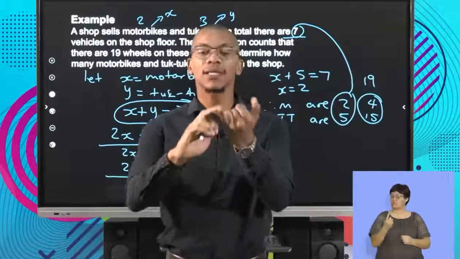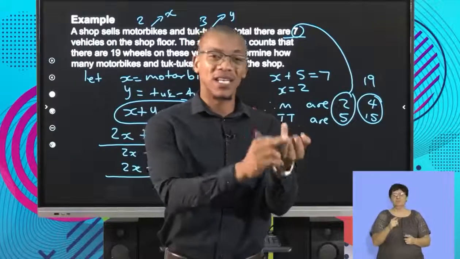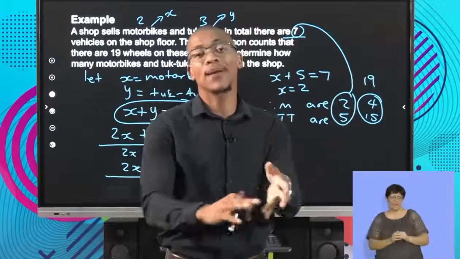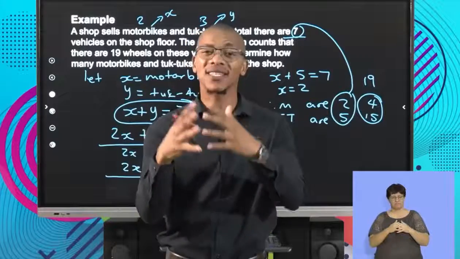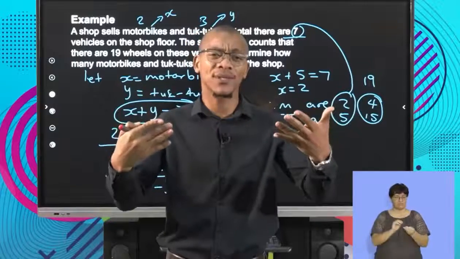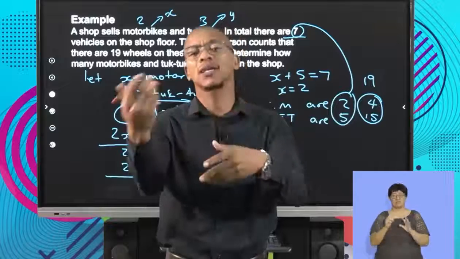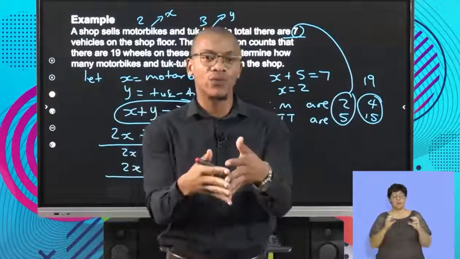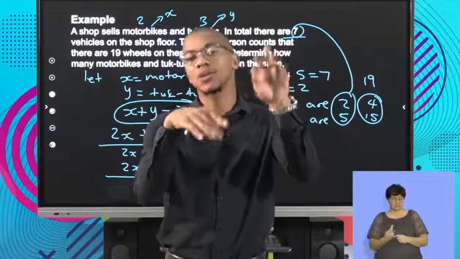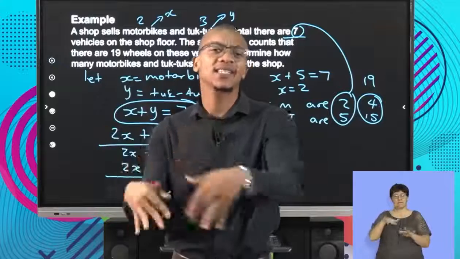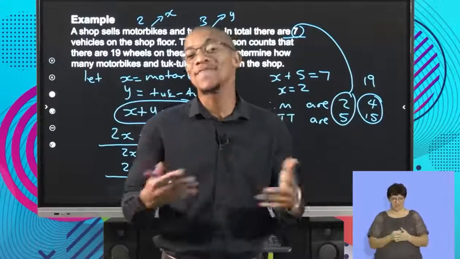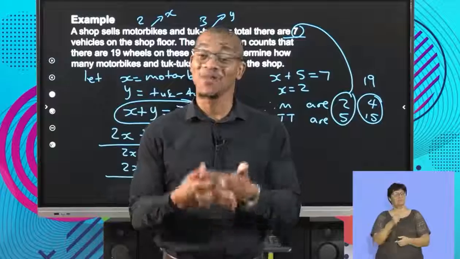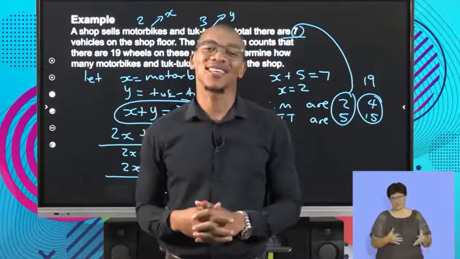Now, firstly, you let one vehicle be a certain variable, the other one you assign another variable, and then you set up your equations. I know the total must be 7, so when you add them, it must be 7. I know the number of wheels, it means when I multiply each by the number of wheels, I must get 19. So I do that as well. And then it gives me 2 equations. Then I have a simultaneous equation, which is a very beautiful thing to actually do.